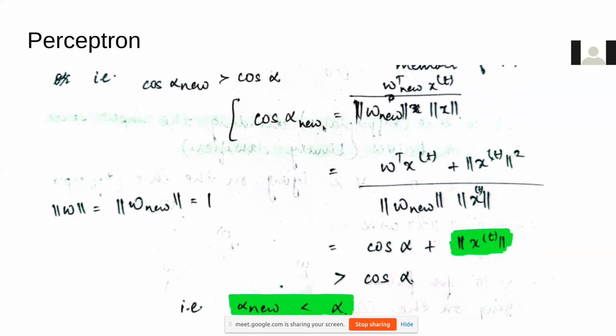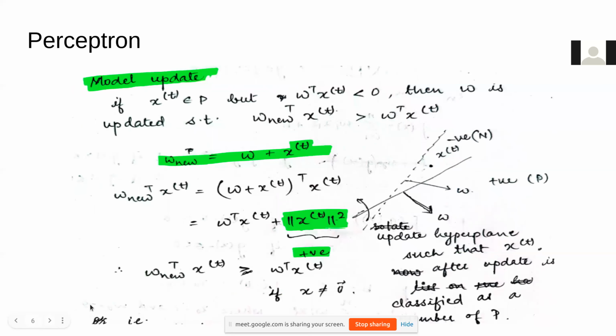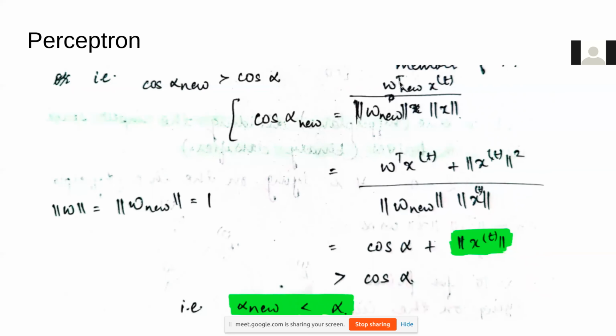So cos alpha nu we can write as the dot product of W nu and x divided by the norm of W nu and the norm of x. This equation can be written in another form by replacing the W nu x dot product with the dot product of W x plus the norm of x squared. So now this quantity can be written as cos alpha plus this.